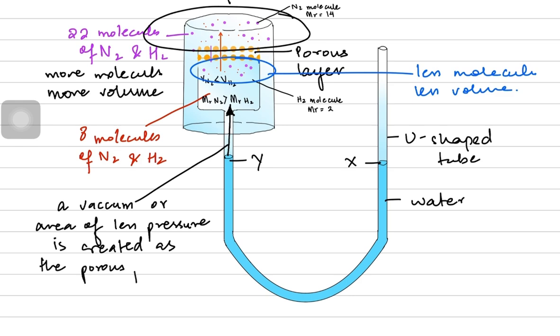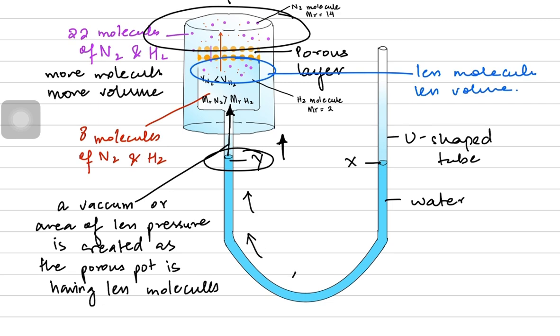Why would it be an area of less pressure? As the porous spot is having fewer molecules of gases than before. So water will be moving upwards. And obviously the water at X will start to move downwards.